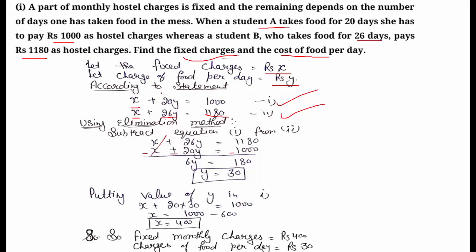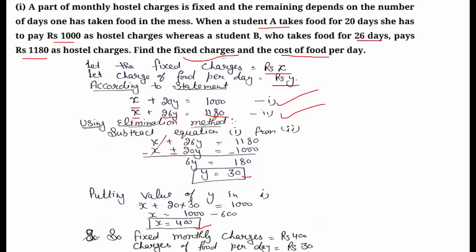Now, for elimination method, we will subtract equation first from equation second. Then x will get cancelled out and 6y will become 180 and y will be 30. Now substitute this value in either of the equations and you will get x equals 400. This is the value of x and y.